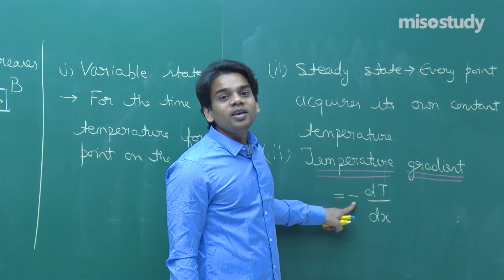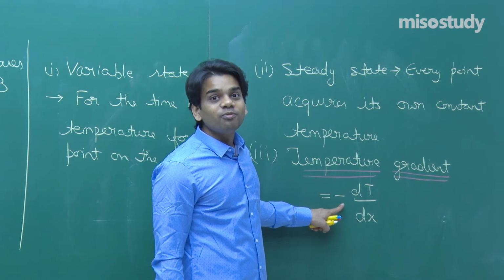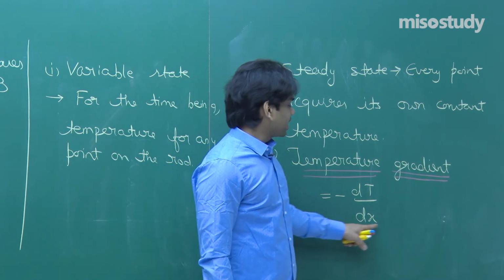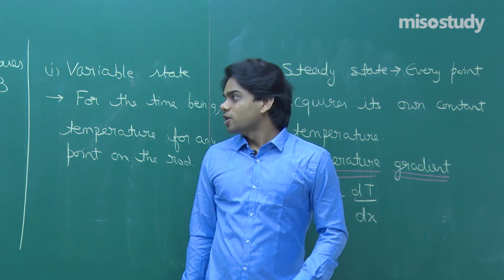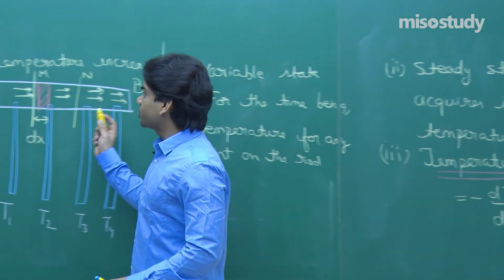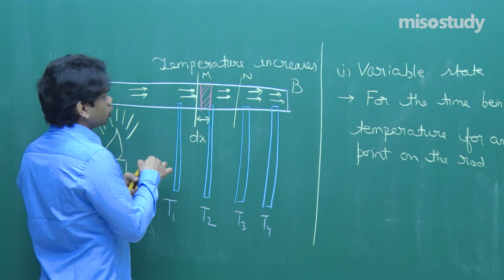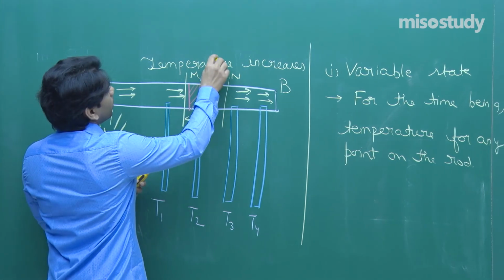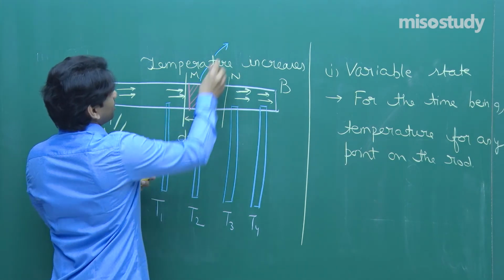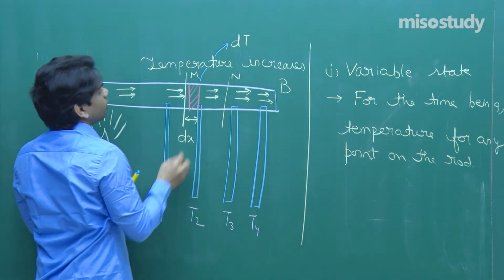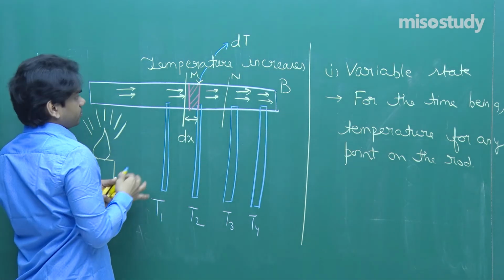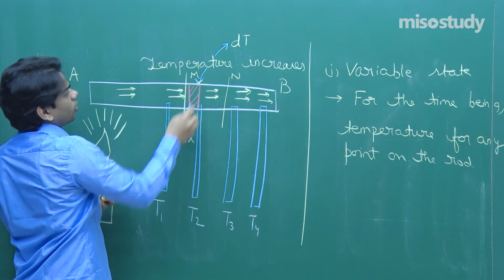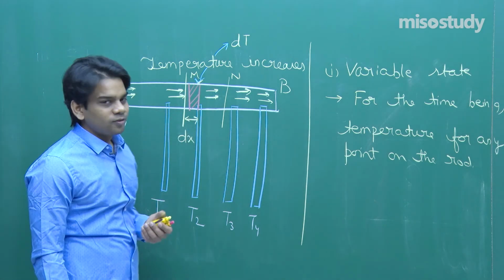That will give me minus dT by dx, that will give me a positive value. Hence, temperature gradient is minus dT by dx. So what we have, I have written change in temperature. Let me also show you here that I am also marking change in temperature, that is dT, for this end. This is what I was intending to show you all with all these things.